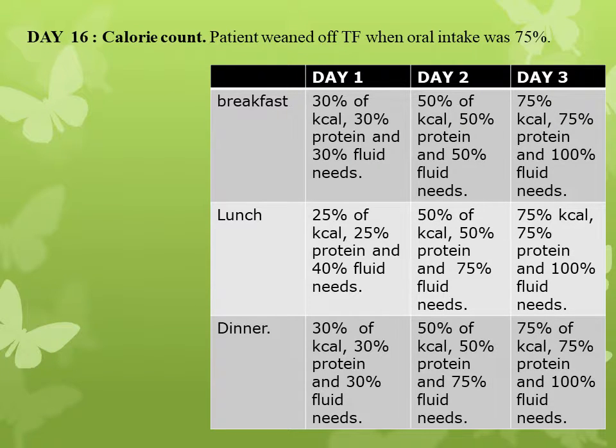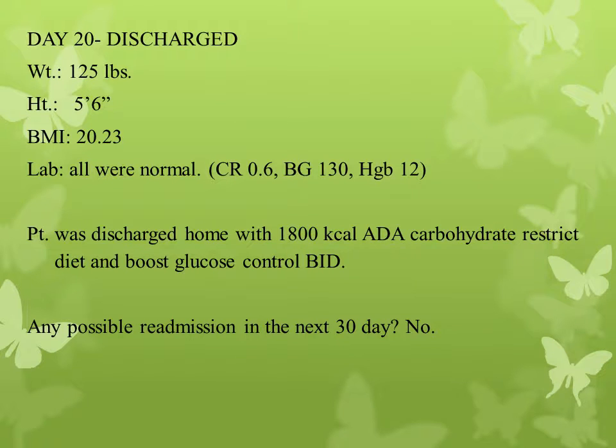By day 16, a calorie count was ordered. Day 1, 30% of the food were tolerated by the patient. By second day, 50 to 75%. By third day, 75% of food were tolerated by the patient. So at this point, patient was weaned off tube feeding while she's allowed to take oral food.